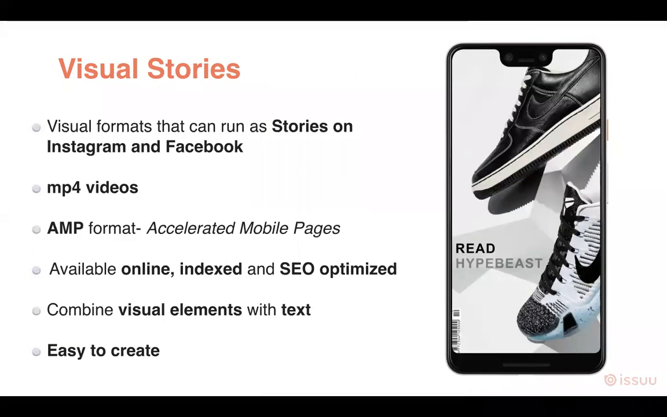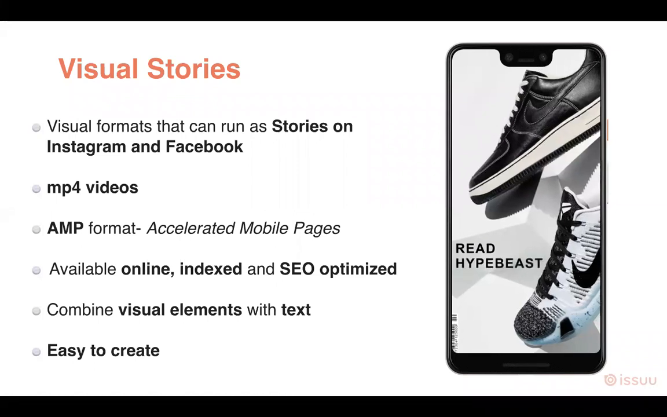So let me start with visual stories. Until recently, it was only possible to publish your publication, share the link, put the publication on your website as an embed, so people can flip through the pages there, or use the shareable full screen reader link, which is basically a link that opens your publication in full screen, nice and easy. But with the visual stories, we now also make it possible to recreate your content into visual formats, and these formats can run as stories on Instagram and on Facebook. These are MP4 videos, so they can also be downloaded.